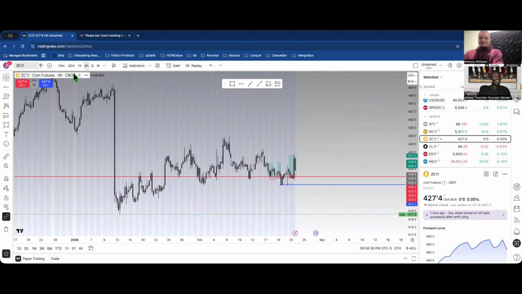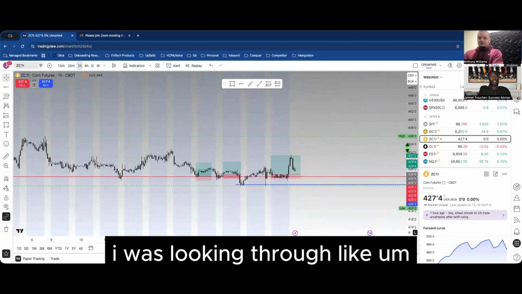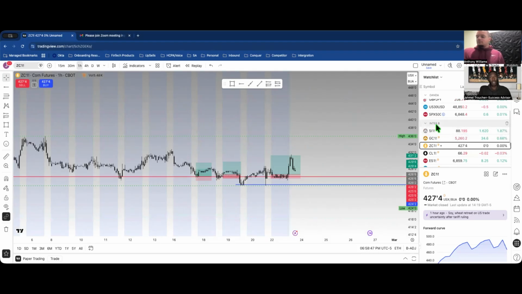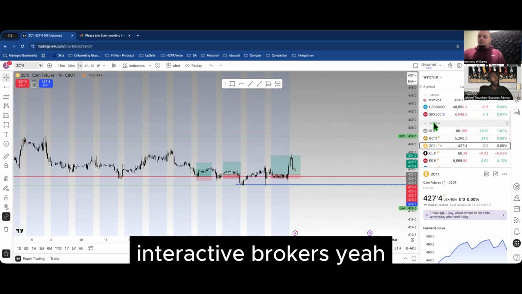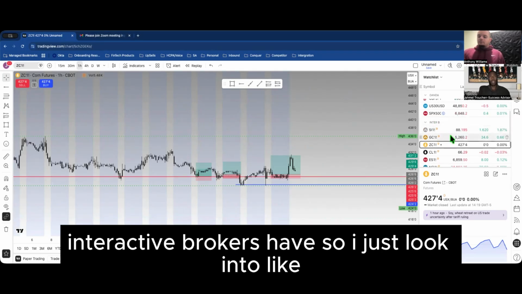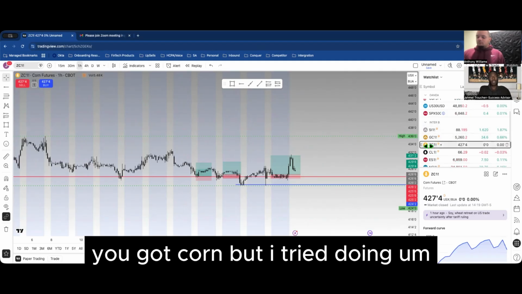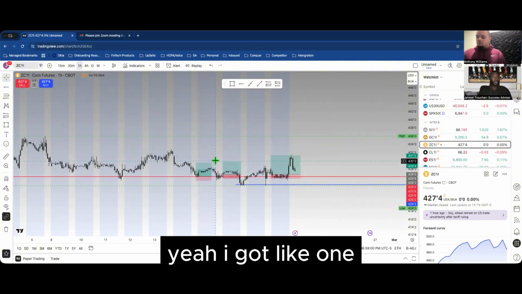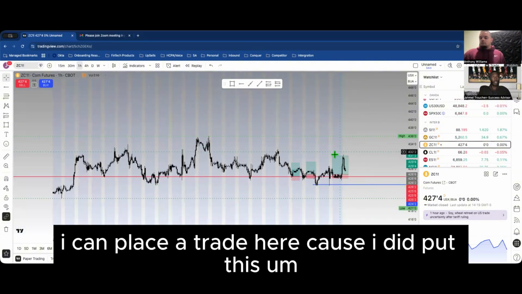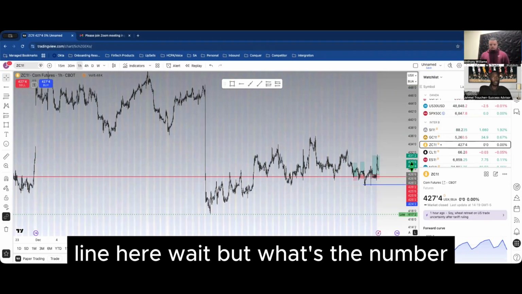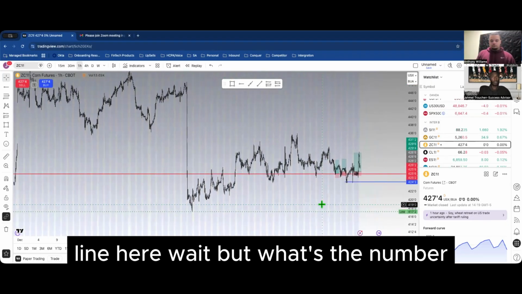When I was looking through the broker stuff, I forget the name of it, Interactive Brokers, I was looking through all the stuff it could link to TradingView. I was like, oh, you've got corn. I said, okay, I could place a trade here, because I did put this line here. Wait, what's the number?